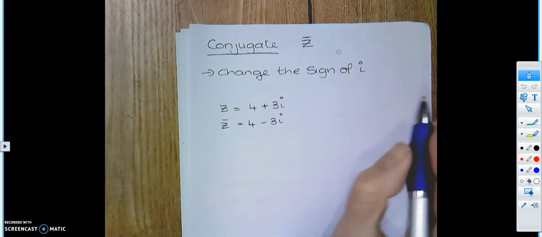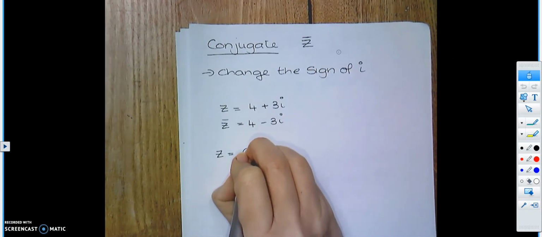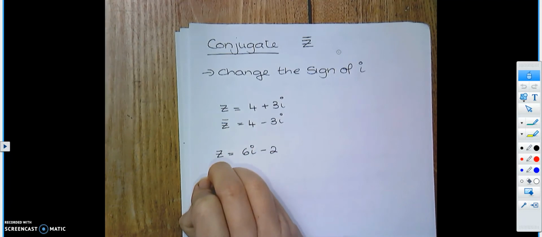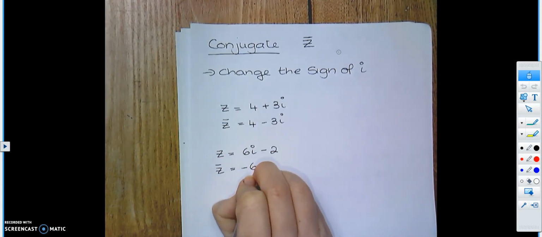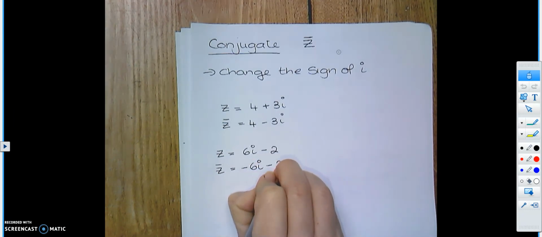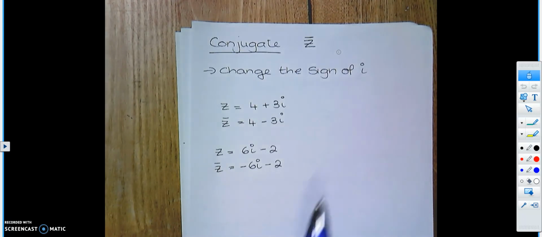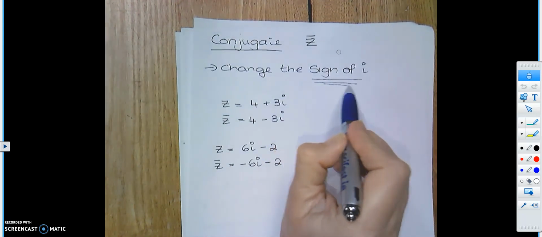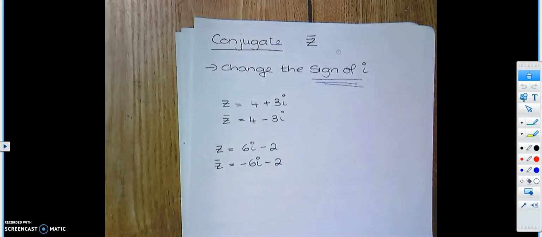If they told us z was equal to 6i minus 2, the conjugate is equal to minus 6i minus 2. So it's not necessarily changing the middle sign, it's changing the sign in front of the i. Okay, so just watch the order of the letters when you're changing them around.